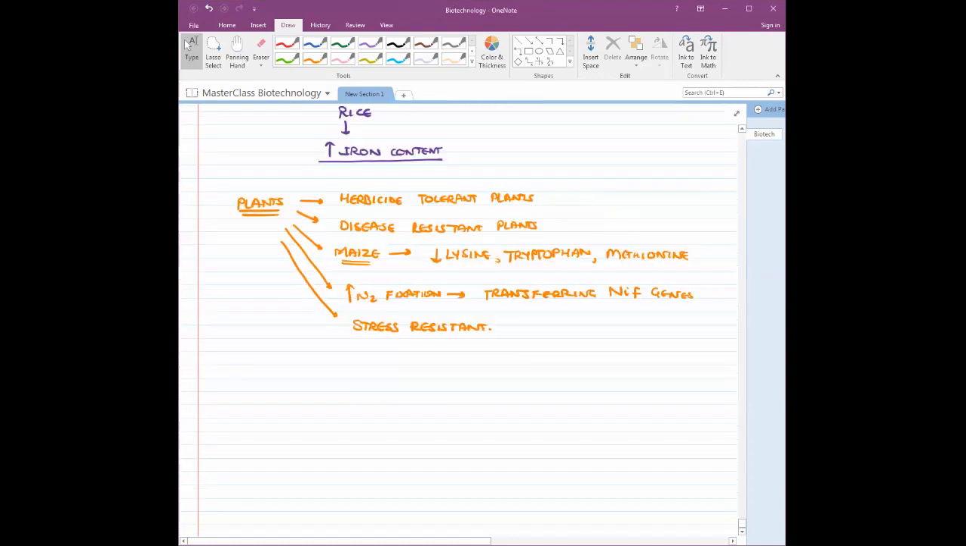Okay, so let's see what that is. So the next thing is modifying post harvest techniques or characteristics.